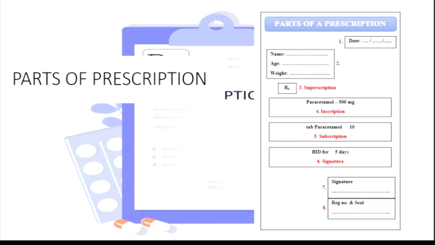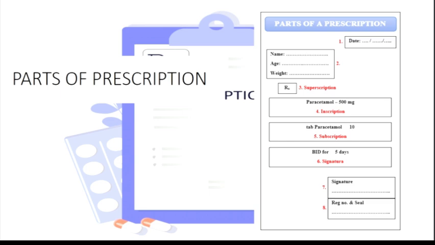So the first one is the date. The date is a very important thing, you should note that, because the prescription may contain narcotic drugs, like addictive drugs, so you should check all these details. You should check when the prescription has been written, and this should be mentioned there, or else as a pharmacist you are not allowed to dispense the prescribed medicine.